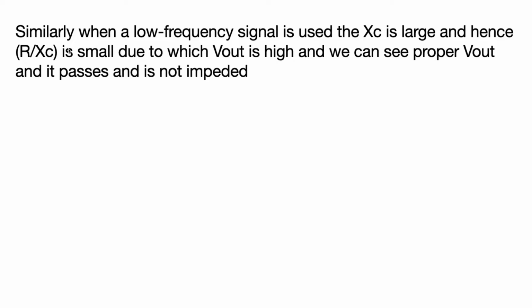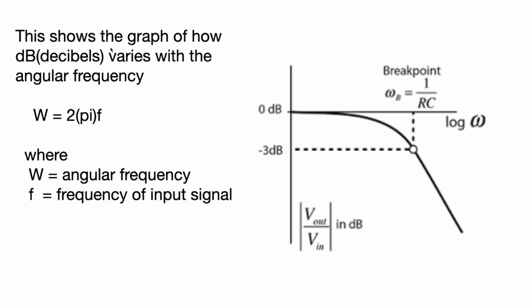Similarly, when a low frequency signal is used, Xc is large and hence R by Xc is small, due to which Vout is high and we can see proper Vout and it passes and is not impeded. This graph shows Vout by Vin in decibels varying with the angular frequency omega, which equals 2 pi f, where f is the frequency.